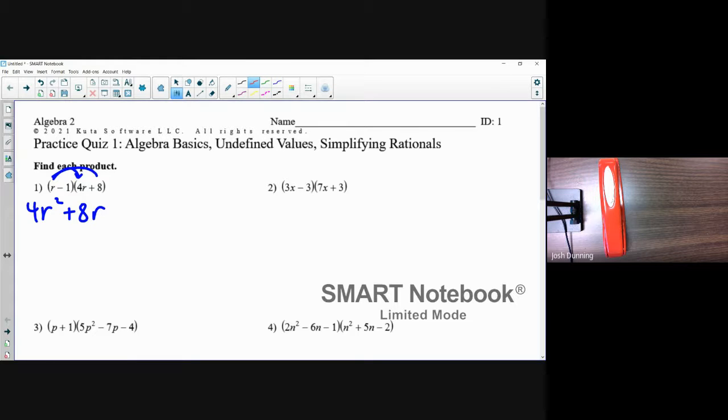Now we'll do the minus 1. 1 times 4, so that'll be minus 4R. And then 1 times 8 is 8. Negative times positive makes that negative. Now we'll just combine the middle two terms. 8 minus 4 is 4.